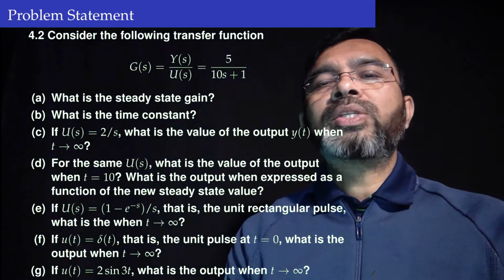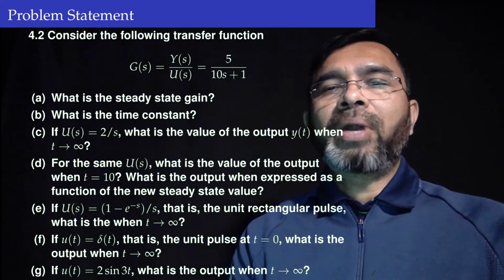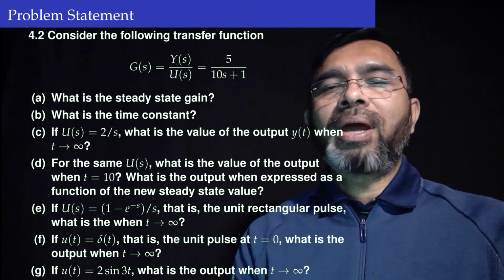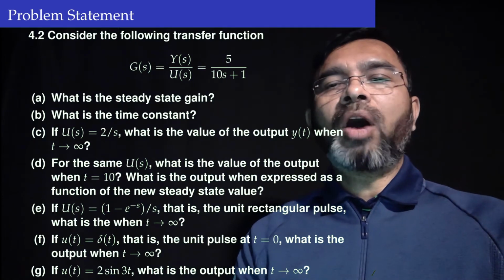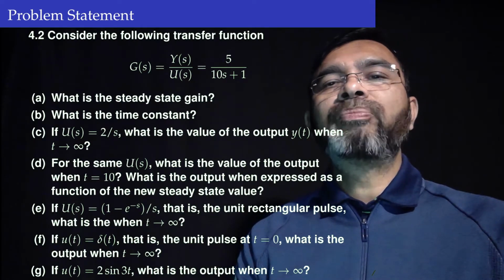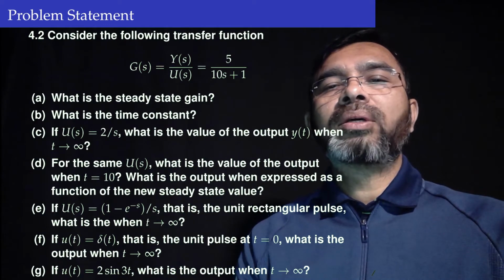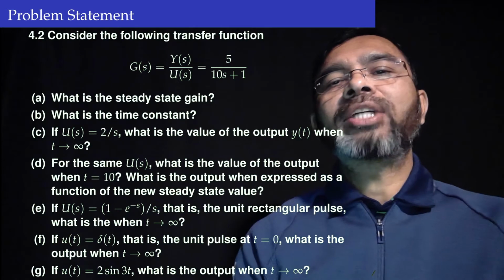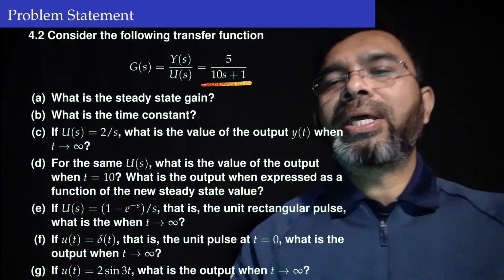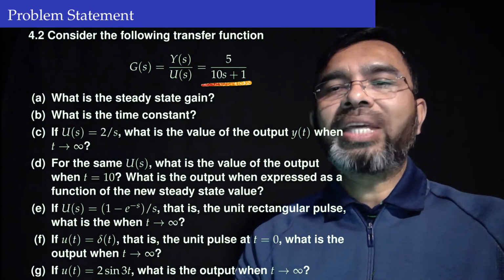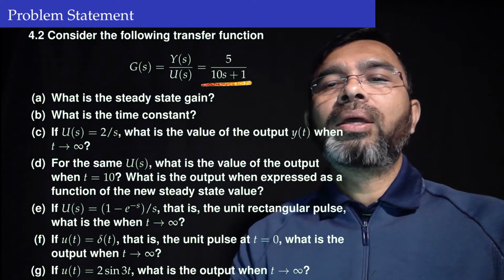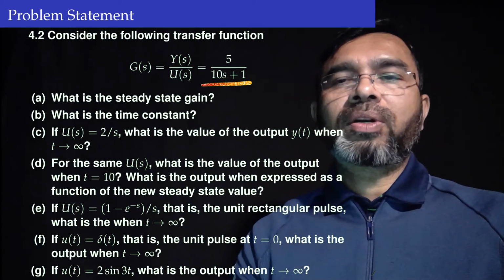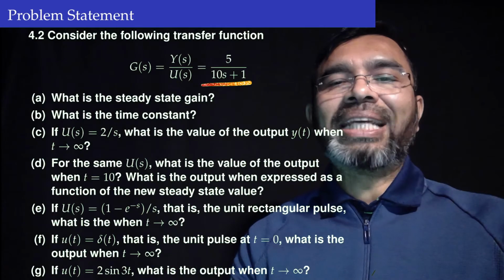So we'll be solving this problem on finding the properties of a transfer function and using the final value theorem to find out the value of the output when t goes to infinity. This is a problem from the textbook by Seborg, 3rd edition. We are given a transfer function, which is 5 over 10s plus 1. So it's a first order transfer function without any delay term.